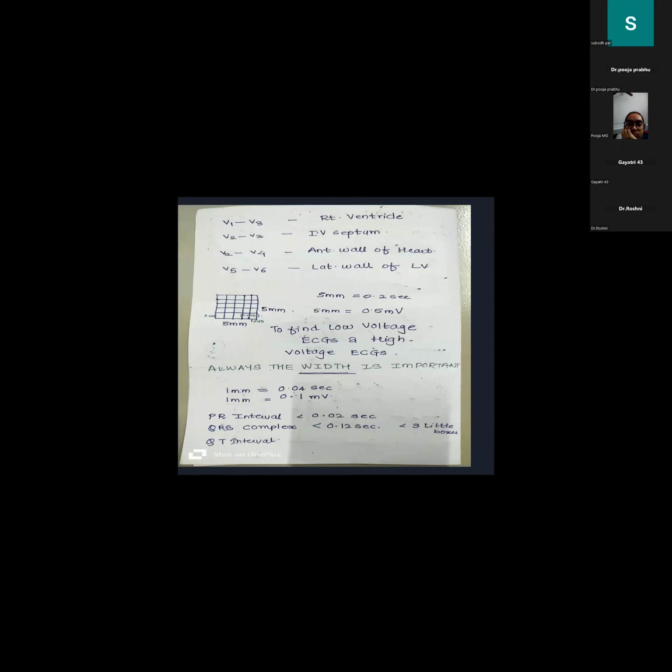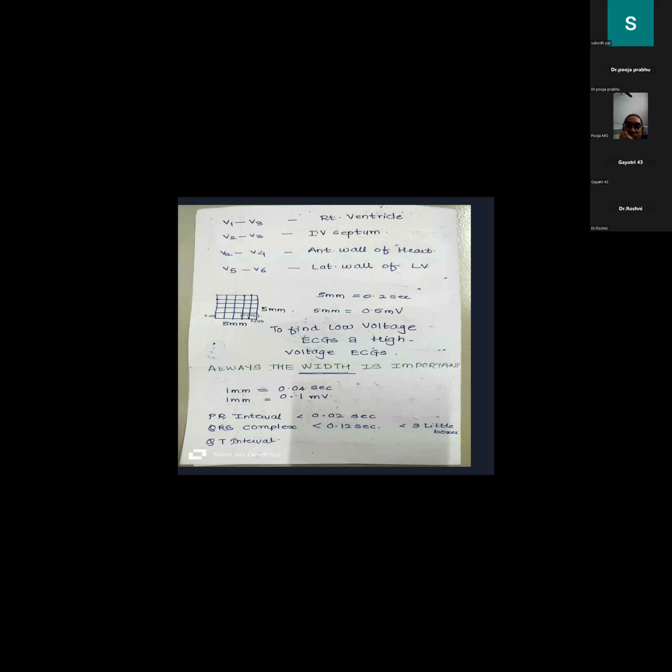Paper speed, and whenever you put the leads, there is a sequence. This is a trick: RBGY. The red will be placed on the right arm. The black, which is nothing but the neutral, will be placed on your right leg. The yellow electrode will be placed on your left arm, and the green lead will be placed on your left leg. So the sequence will be RBGY: upwards, downwards, downwards, and upwards. This is your sequence.